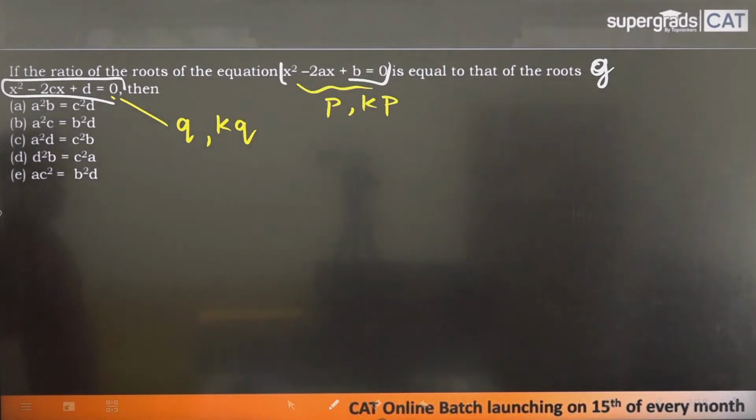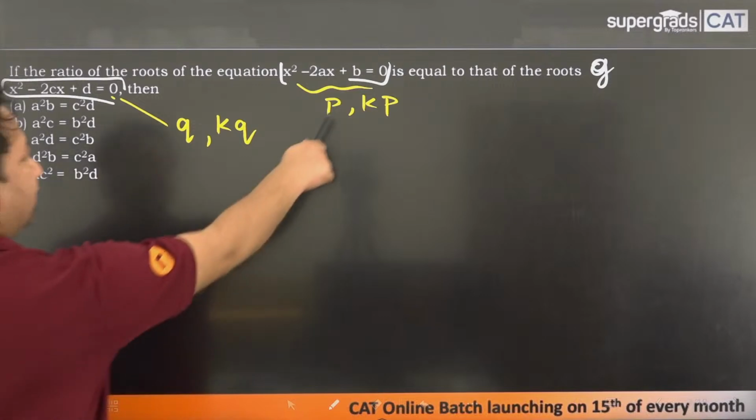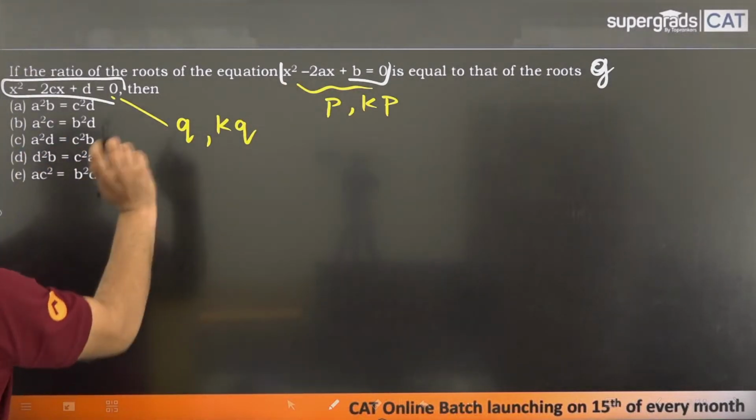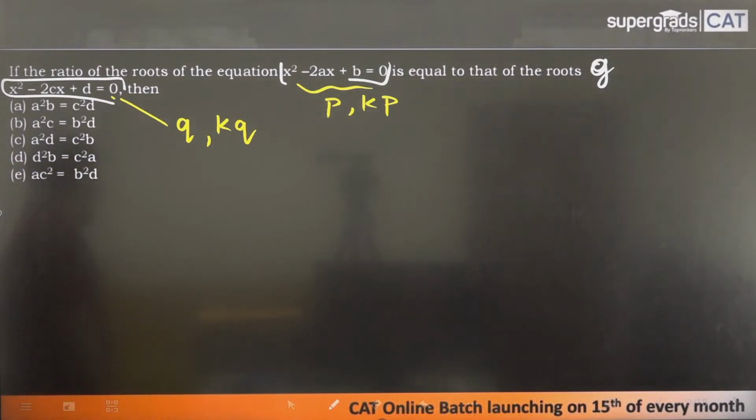Thanks. So I hope this is clear. Is the step clear to all of you? Tell me in the comments, be quick. The ratio is the same, so I have taken the constant of proportionality to be equal to K. First root is P, second will be Kp. Here the first root is Q, second will be Kq. Why have I done this? Just to have the least number of variables as possible. And this will make our life easier, right? Now we can do all this.